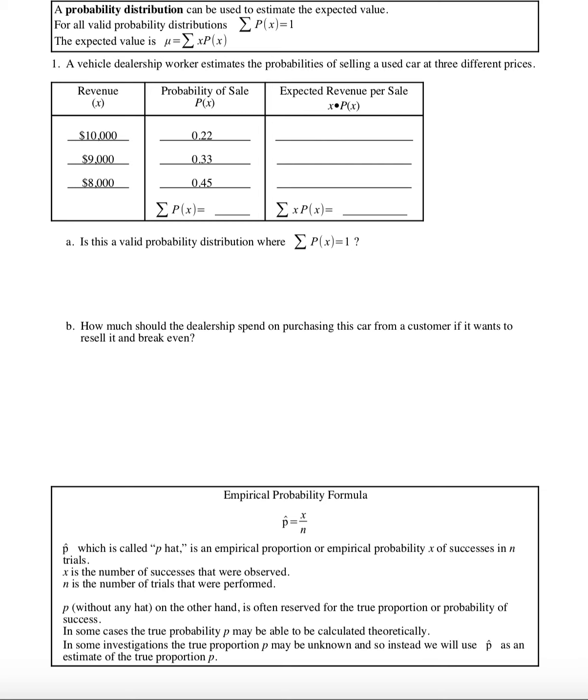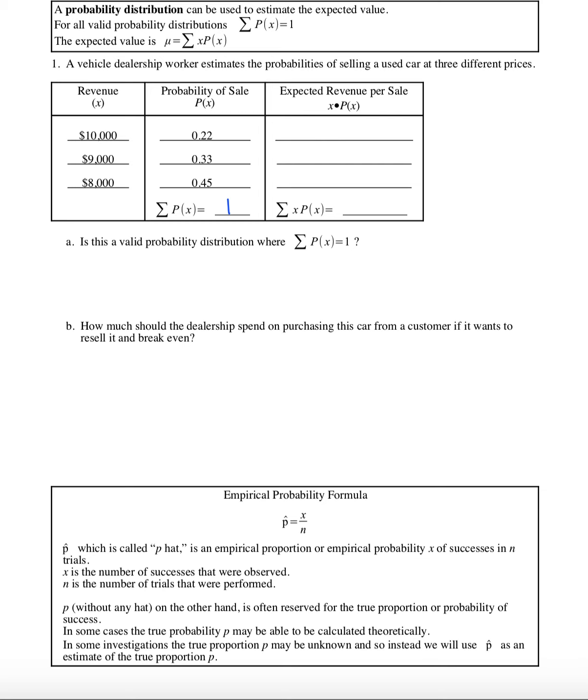So the first thing we want to do is make sure that our probability distribution is actually a valid one. And we just want to make sure that we add up the probabilities and they actually add to 1. So we do 0.22 plus 0.33 plus 0.45, and okay, the sum of the probabilities is 1. So that's good. This is a valid probability distribution.